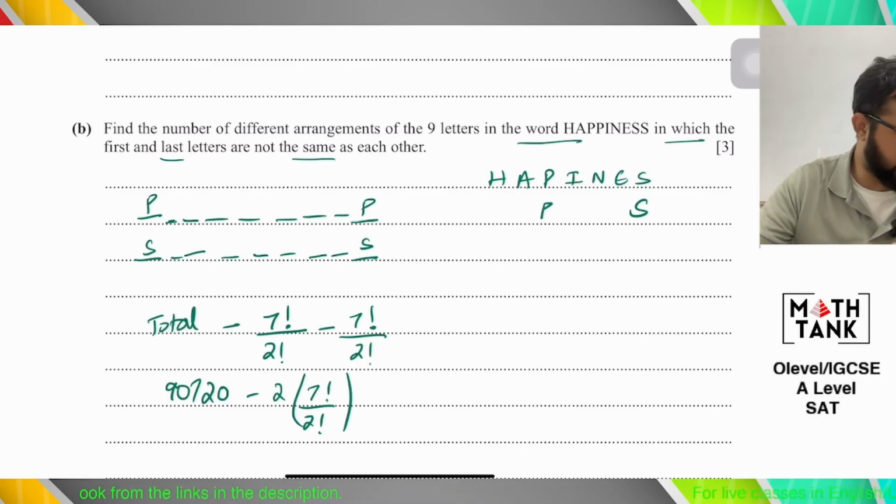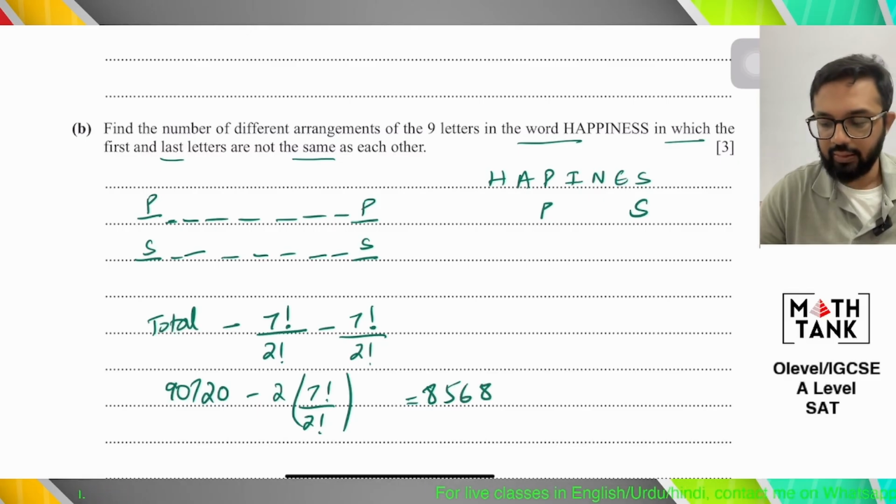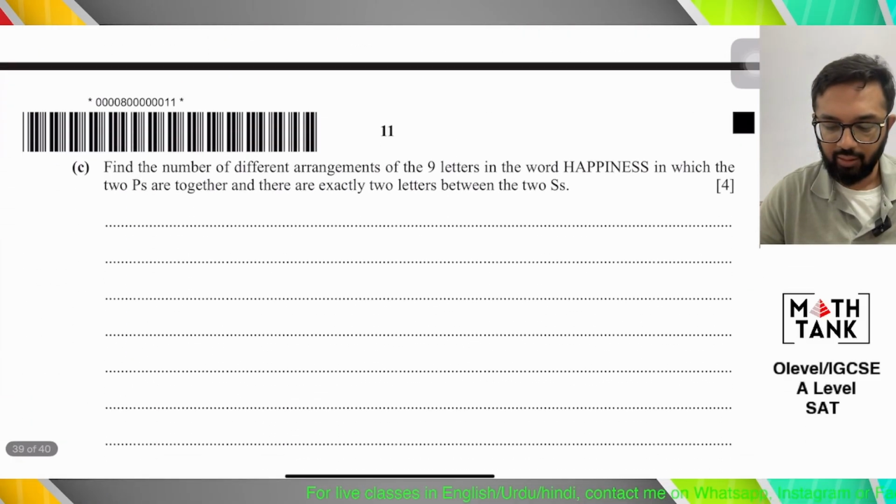Eight five six eight zero. Yep, 85680. Okay, that's the easy way of doing this question.